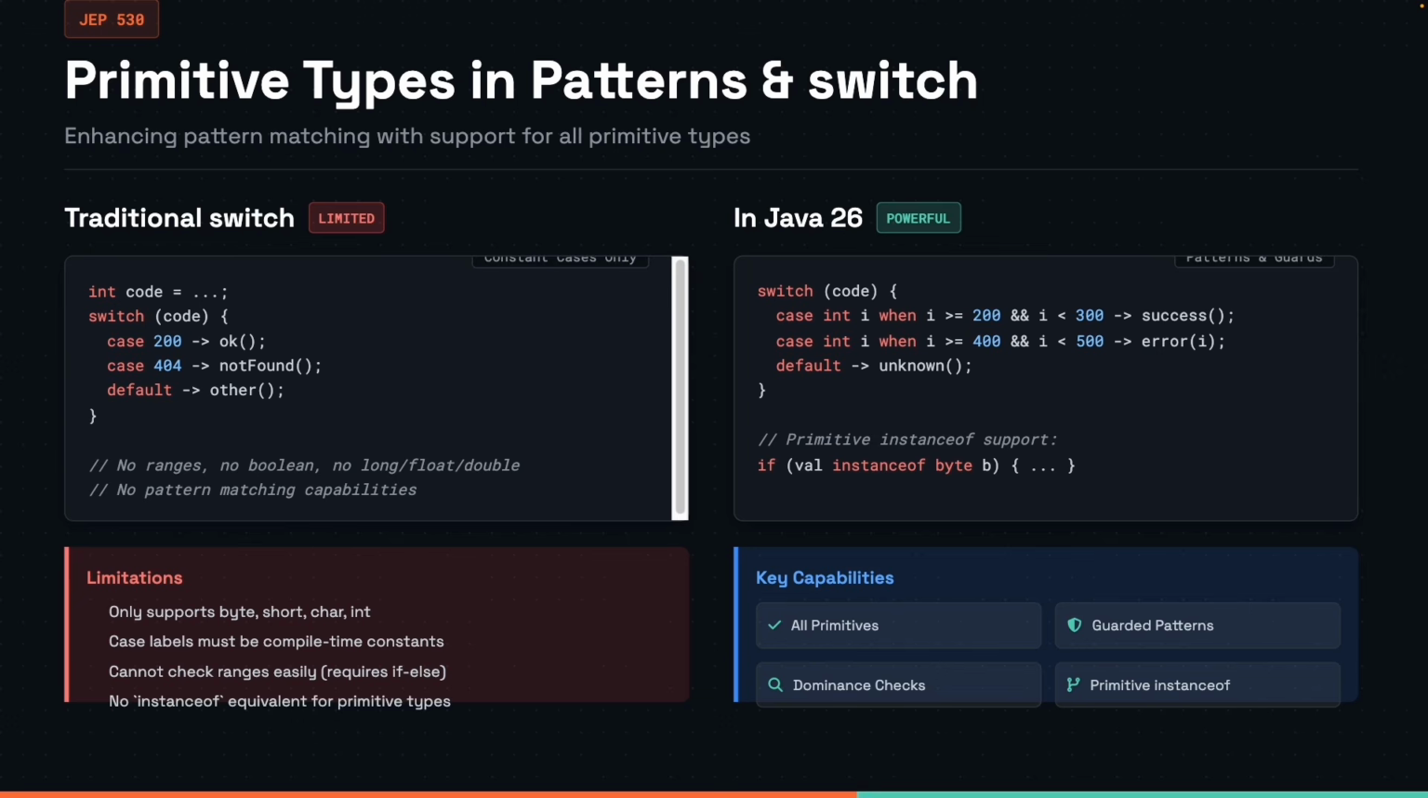So in Java 26, you can now use patterns and ranges. You can even ask, does this double value fit in a byte? Java will tell you. So what's the real world impact? It's more expressive, cleaner code for handling numerical values, but it is still in preview.